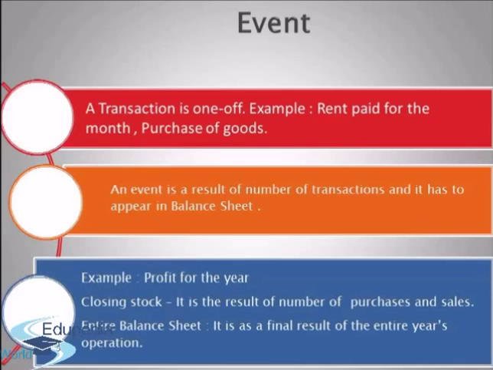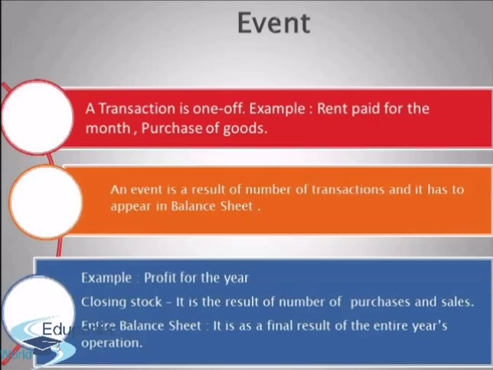So it is a sum total of the transaction. A transaction happens just once. For example, rent paid, purchases. This is happening just once. I'm paying the rent, I'm purchasing the goods. So this transaction is happening. I'm taking some place on rent, using that place, and in return I'm paying the money. So this is a transaction. I am purchasing goods for resale purpose and paying the money to the person from whom I am purchasing. So this is a transaction. So these all are occurring just once, one-time transactions.